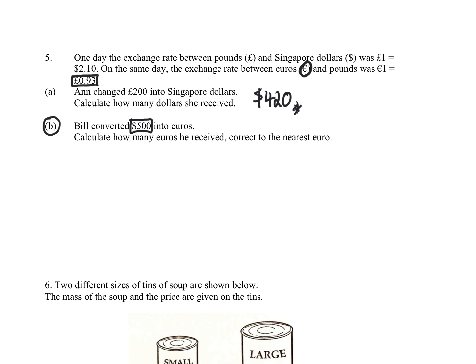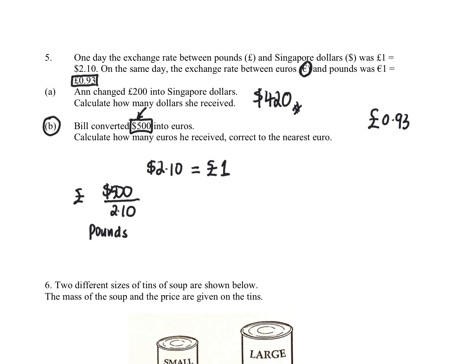So I ask myself, $2.10 gives me 1 pound. So if I have $500, I want to know how many pounds I can get from there. So I will use 500 divided by 210. So this will tell me how many pounds I get. Okay, but then they tell me every 93 cents of pounds can give me 1 euro. So this is the amount of pounds I have.